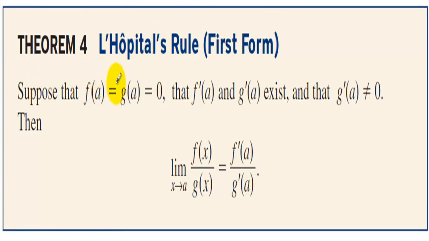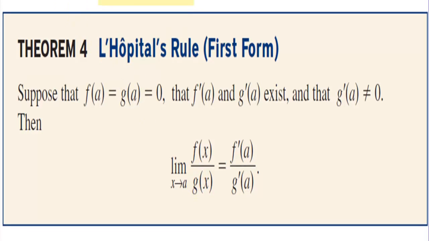Suppose that f of a equals g of a equals 0. In other words, the top and the bottom function are both equal to 0 when we plug in a value. That f prime of a and g prime of a exist, and that g prime of a still does not equal 0. Then, the limit as x approaches a of f of x over g of x is equal to f prime of a over g prime of a. In other words, we can take the derivative of the top and the bottom.